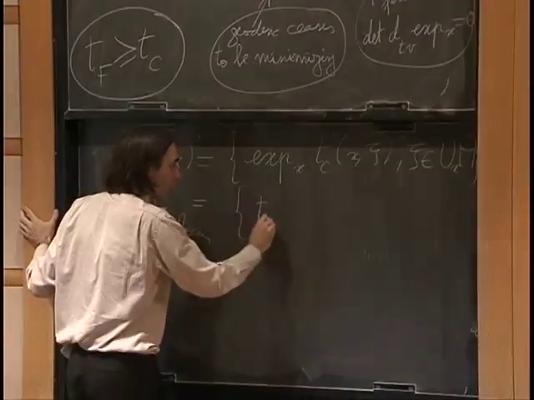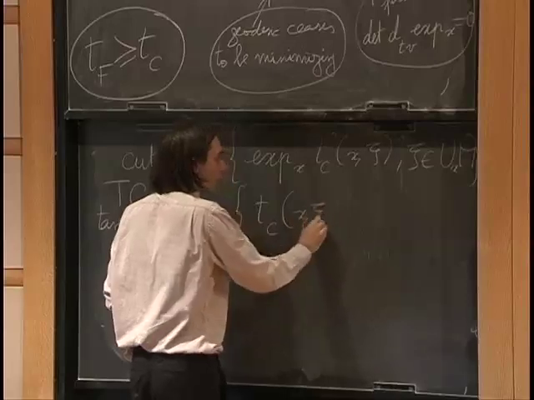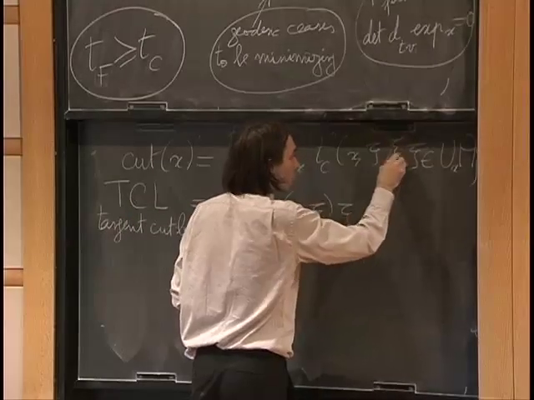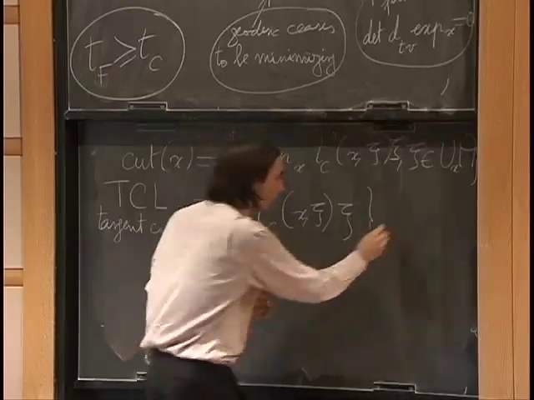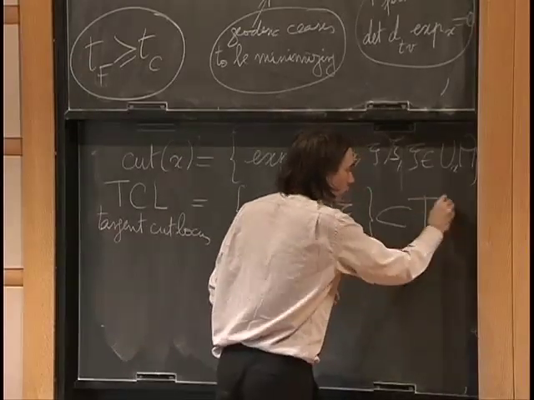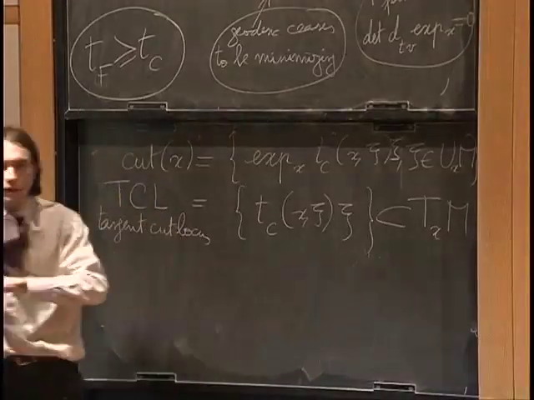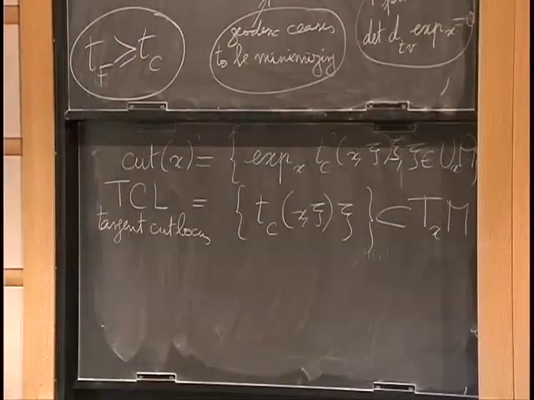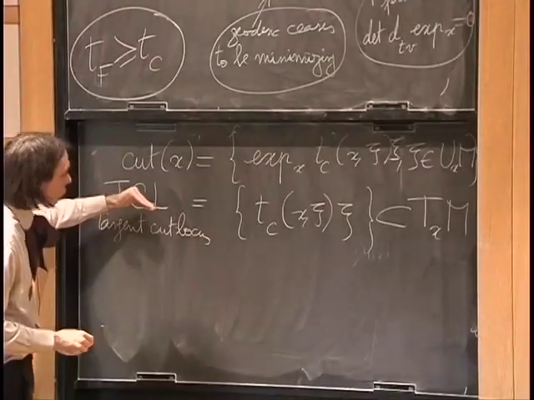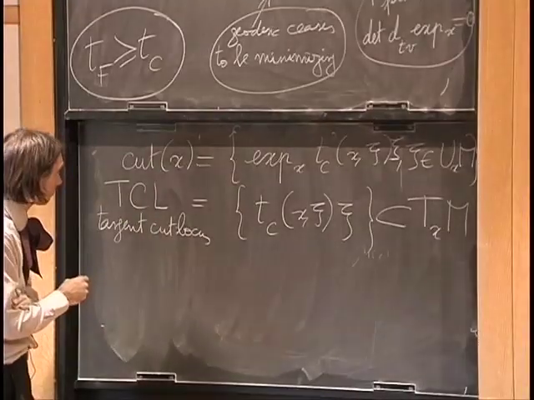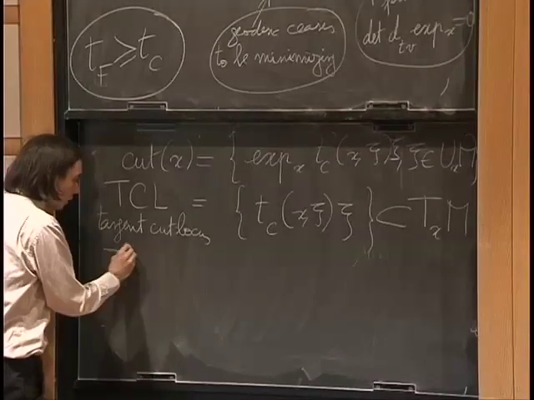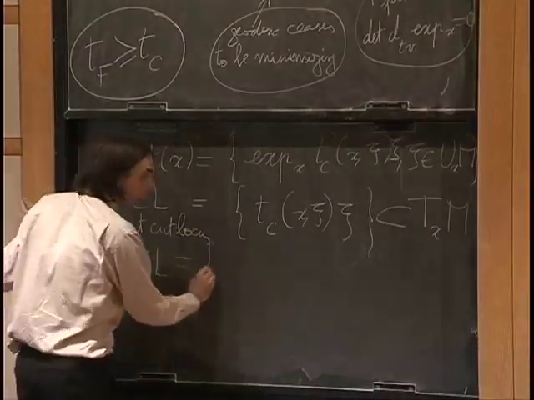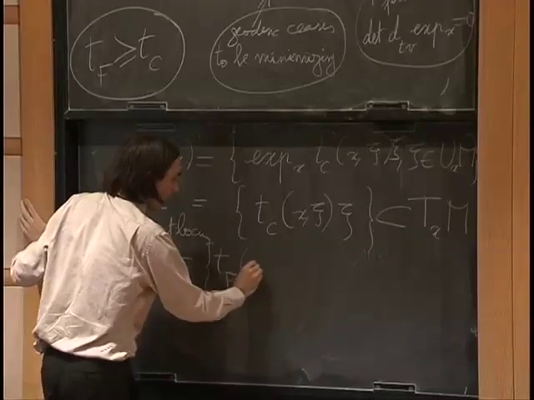So it's just the set of tc(x, xi) xi. Sorry, I should put the xi here. Xi, that's it. So this is the cut locus, if you wish, but seen in your tangent space. This is the tangent cut locus. Of course, the cut locus is the image of the tangent cut locus by the exponential map. Now, I will define the tangent focal locus as the set of tf(x, xi) xi.